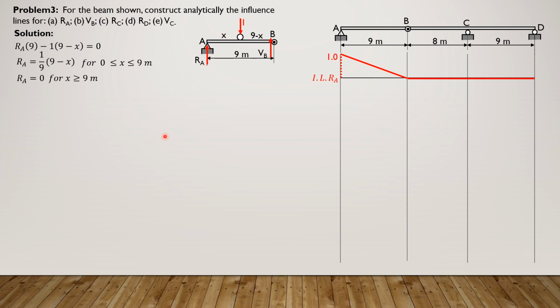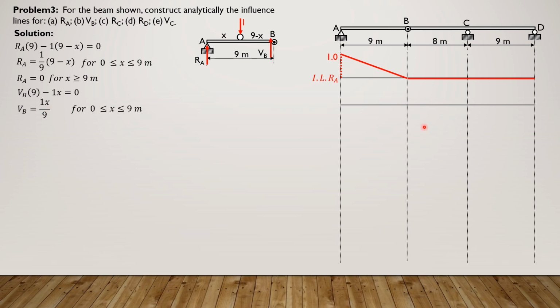Then we have, for shear at B, summation moment at A equals 0. So shear B times 9 minus 1 times X equals 0. So it is 1 over 9 of X. So when X is 0, it is 0. When X is 9, it is 1.